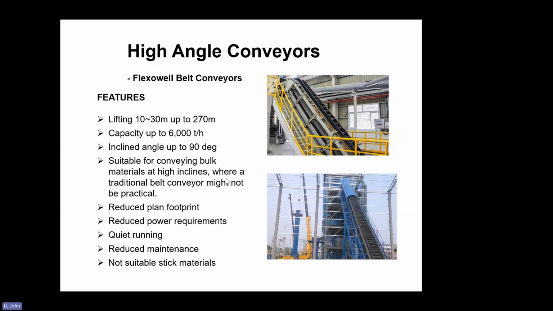And the suitable materials at a high incline where the traditional belt conveyor might not be practical. It can also reduce plant footprint, reduce the power requirement, run quietly, and reduce maintenance because in the middle there are fewer idlers, but it is not suitable for sticky materials. This is a picture example in operation.